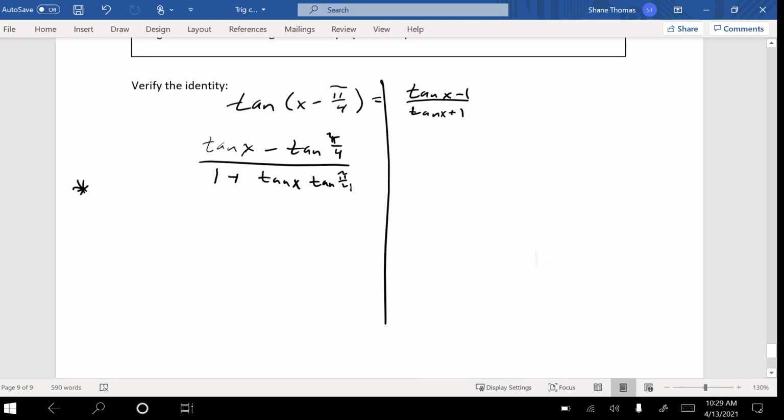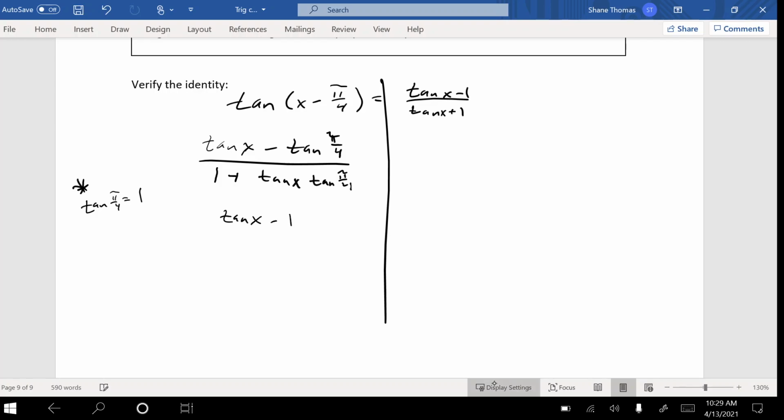Okay? So then, over here to the side. Tangent of pi over 4 is going to be equal to what? 1. Okay. It's equal to 1. So I can go ahead and replace tangent of pi over 4 everywhere with a 1. So I have tangent of x minus 1 over 1 plus tangent of x times 1, right? Well, look at that. You have tangent of x minus 1 over tangent of x plus 1. Guess what's the same? Boom.